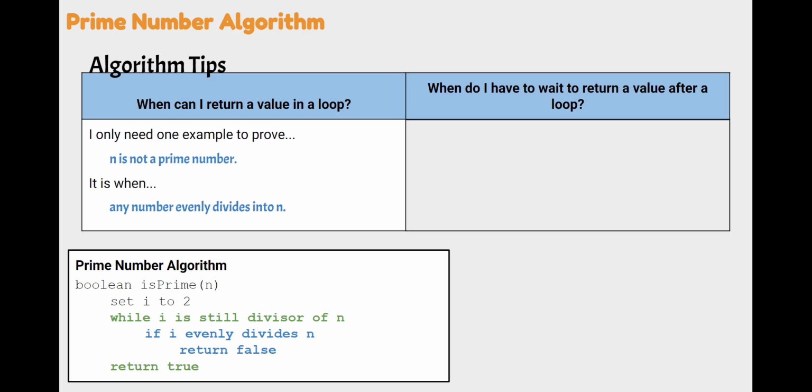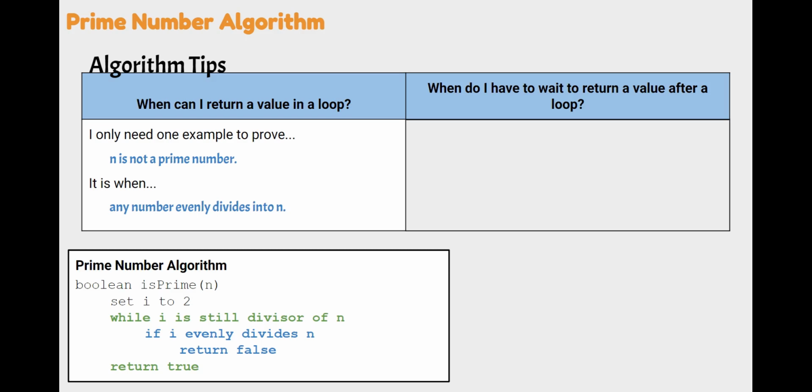I only need one example to prove. In our case, I only need one example to prove n is not a prime number. And that's when any number evenly divides into n. I just need one example. As soon as I hit that first example, that's it. I'm done. That's when we can return inside of a loop, when we only need one example to prove something.